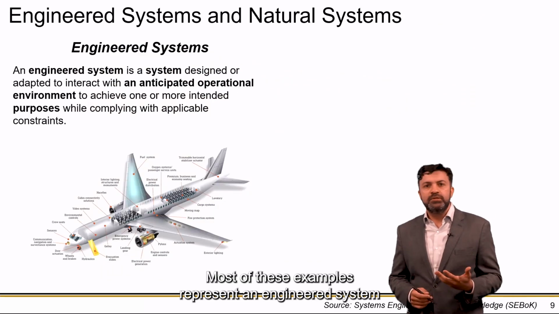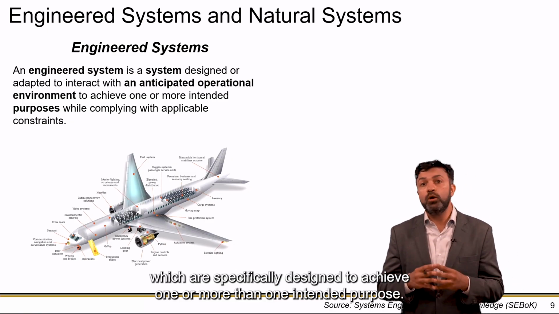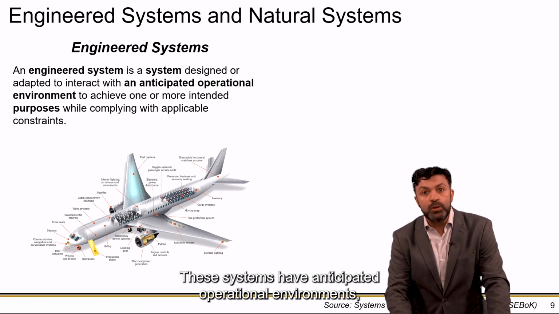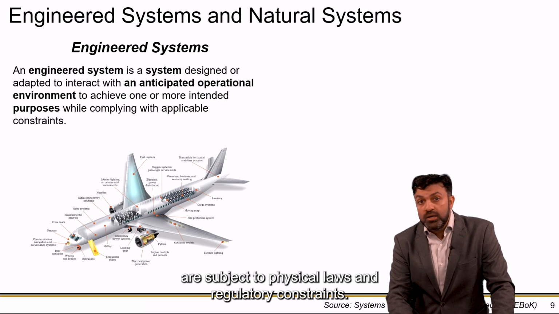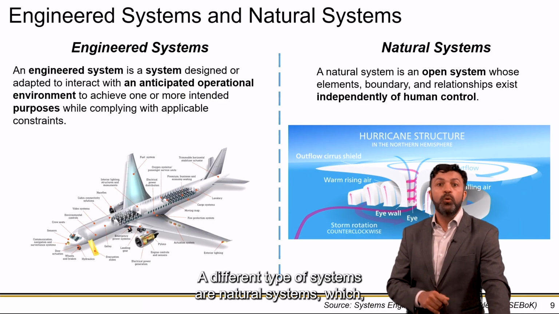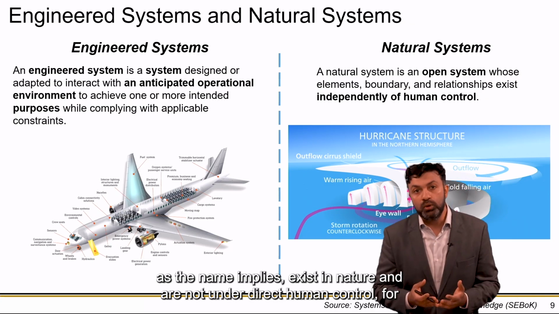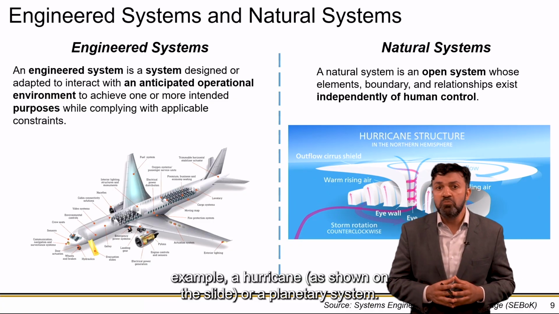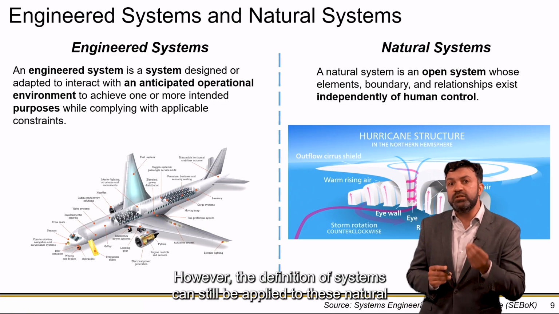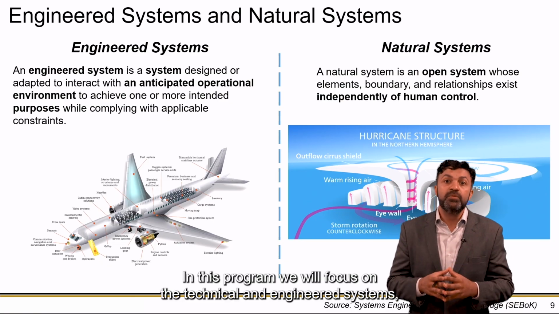So most of these examples represent engineered systems, which are specifically designed to achieve one or more intended purposes. These systems have an anticipated operational environment, and are subject to physical laws and regulatory constraints. A different type of system is natural systems, which, as the name implies, exist in nature and are not under direct human control. For example, a hurricane, as shown on this slide, or a planetary system. However, the definition of system can still be applied to these natural systems via human thought process. In this program, we'll focus on the technical and engineered systems.